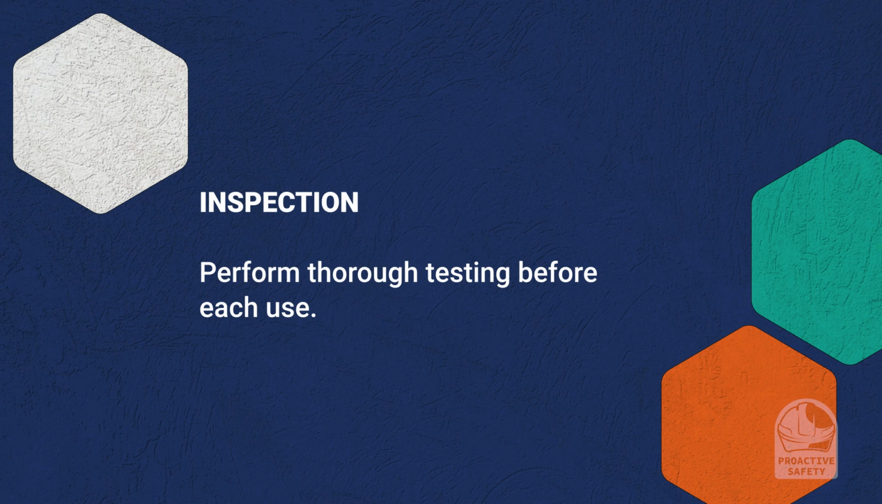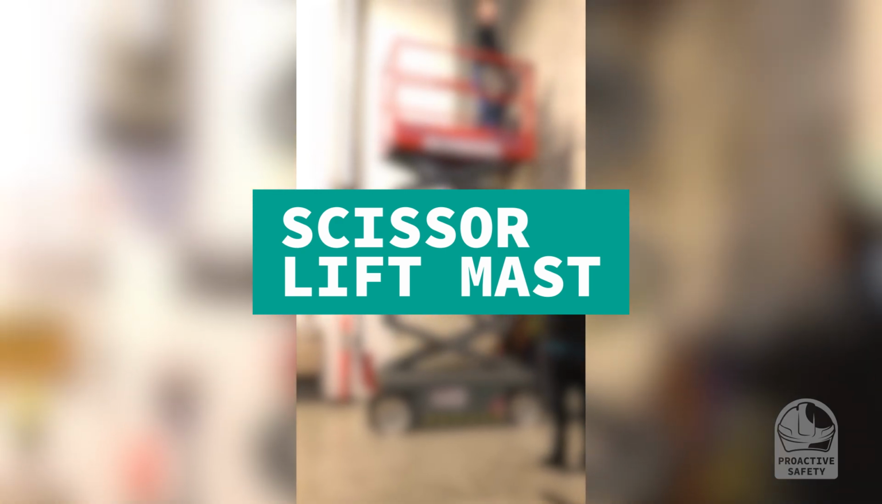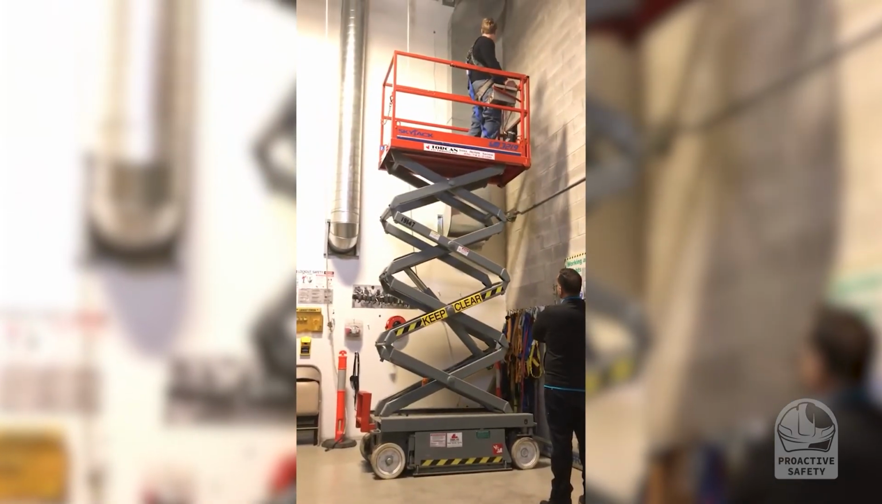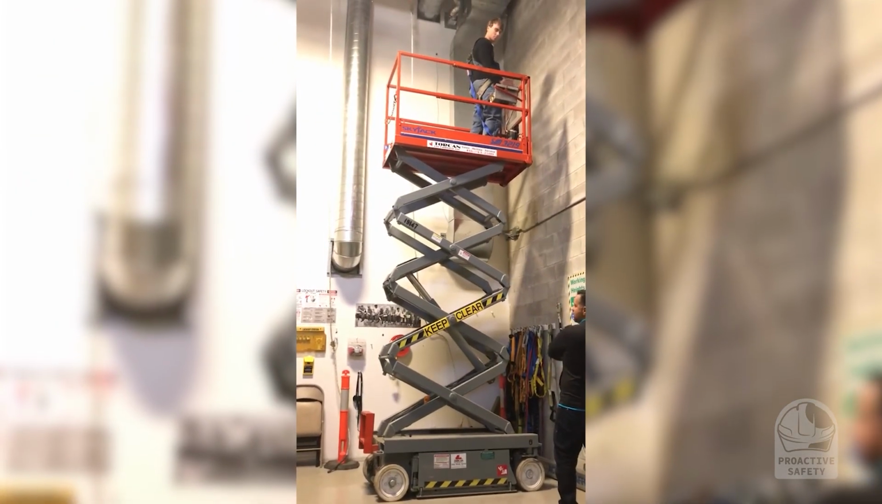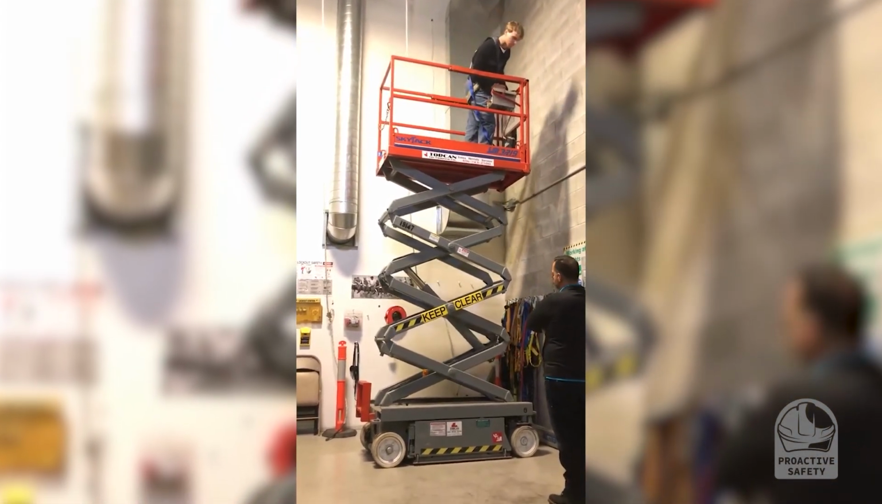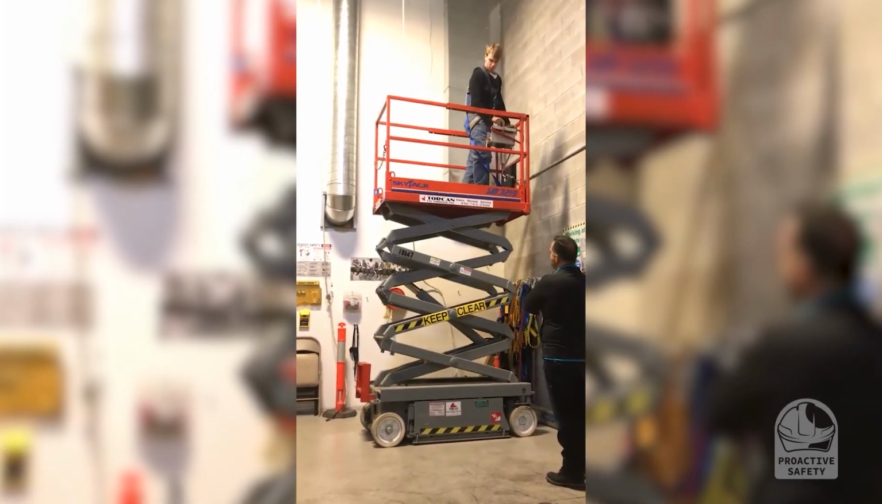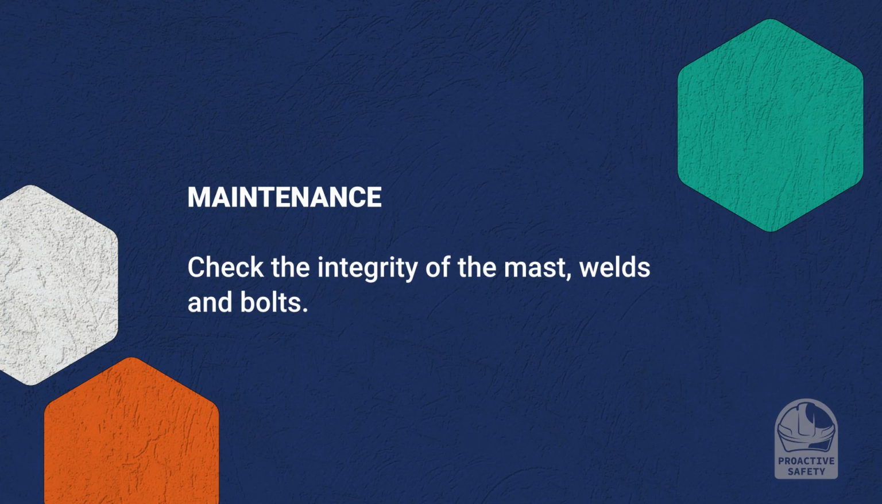Inspection. Perform thorough testing before each use. Maintenance. Repair and adjust if necessary. Scissor lift mast. The scissor lift mast is a structure that supports the platform and allows for vertical lifting on scissor lifts. You must verify that it does not have a single crack, the welds are not broken, and that all the bolts are in good condition. When inspecting, check the integrity of the mast, welds, and bolts.